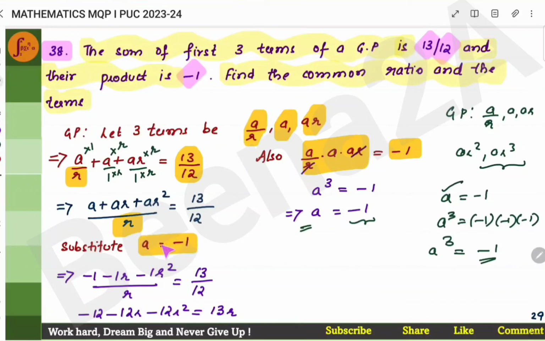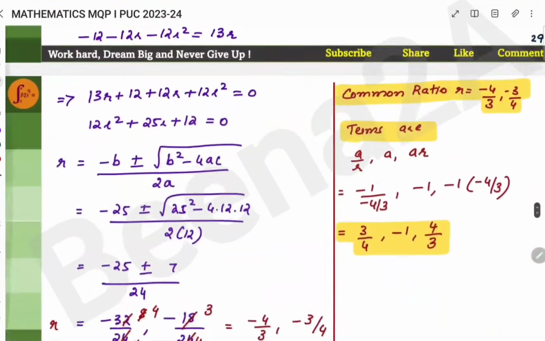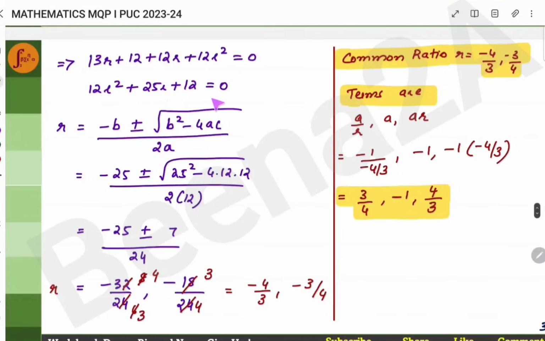Now I have the value of A, right? I know the value of A. I'll substitute this value of A in this particular expression, right? So I'll get this expression now. So you will get a quadratic equation here. Then you need to find the values of R. How would you find the values of R? R is nothing but the common ratio, right? We need to find the value of R.